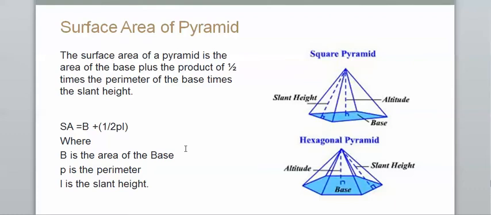Okay, the surface area of a pyramid is just the area of the base plus 1/2 the perimeter of the base times the slant height. In a square pyramid, the base is again side by side, and the slant height is the height of the triangles that make up the sides of the pyramid.